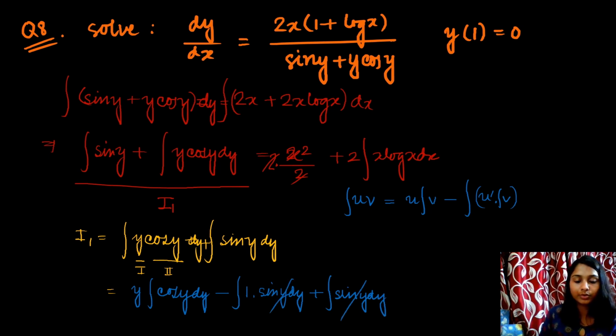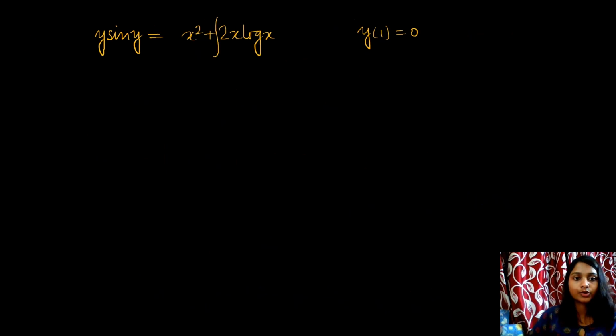If we cancel these two, it will give y integration cos y. So y integration cos y will give y sin y. So from this side we are getting y sin y, and there is x square, 2 integration x log x. So y sin y equals x square plus 2x log x.